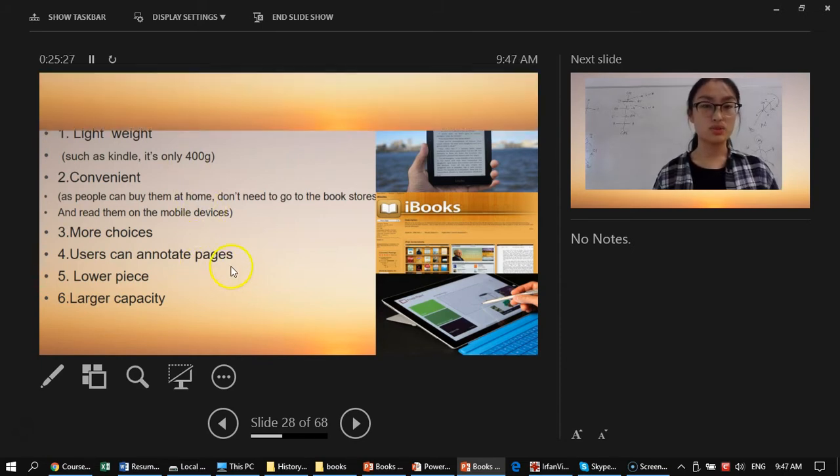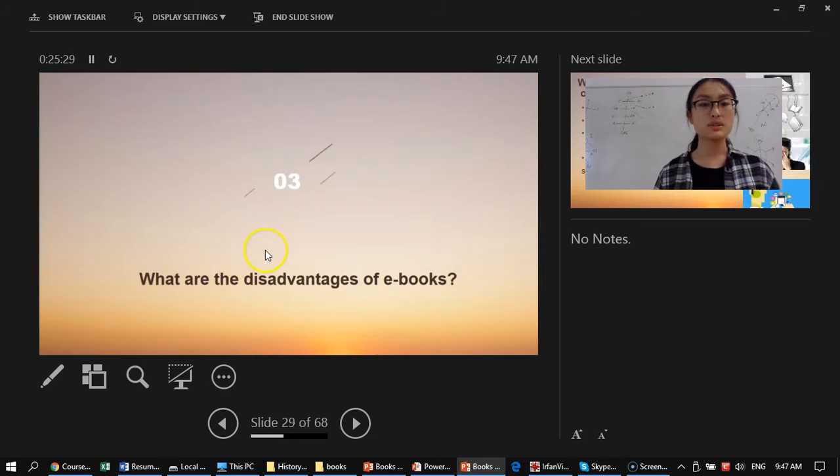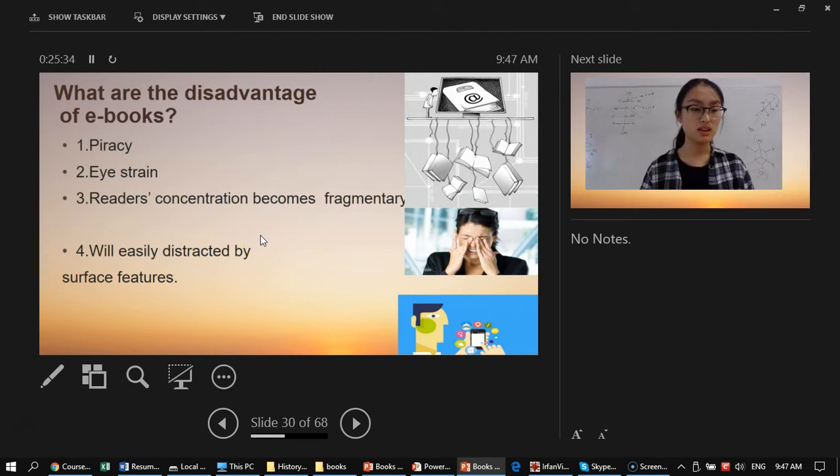Okay, let's go to the next part. What are the disadvantages of ebooks? First, piracy behaviors. Do you know what piracy behaviors are? It's just like a book thief stealing other people's books by copying and pasting them. It's easier to steal ebooks than physical books.